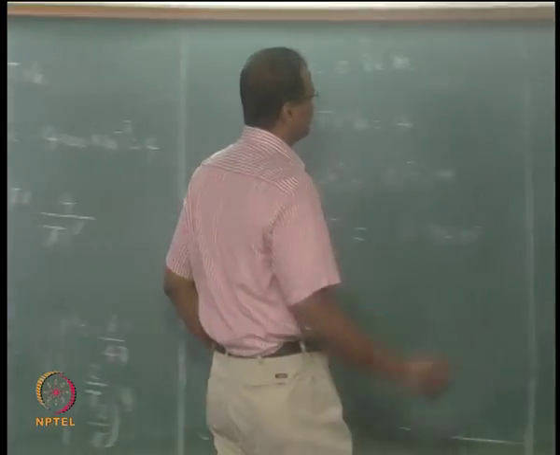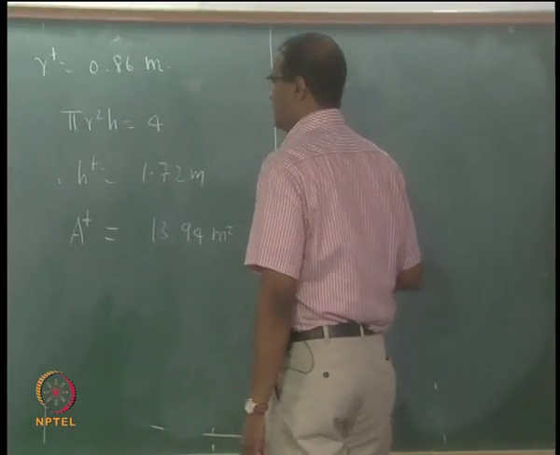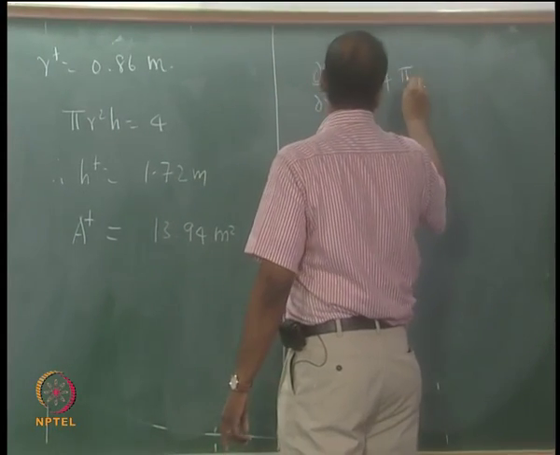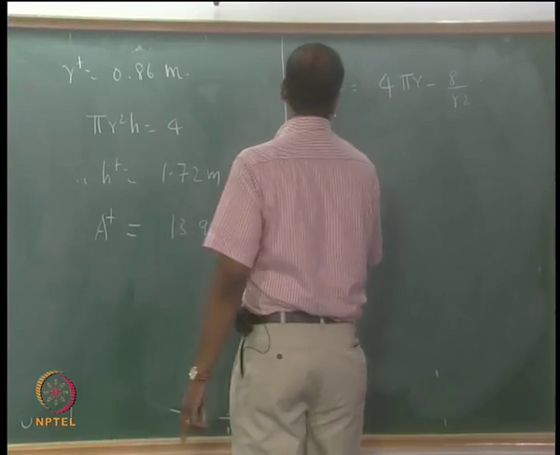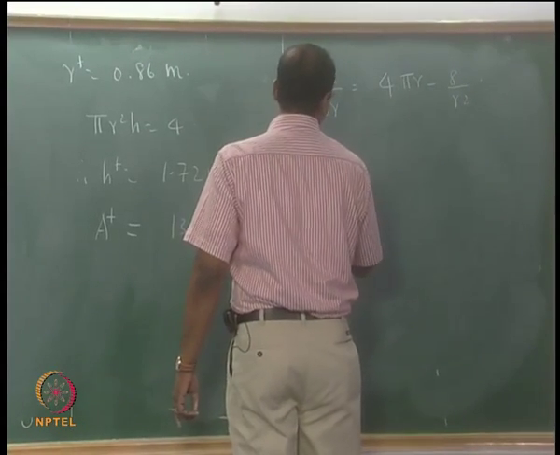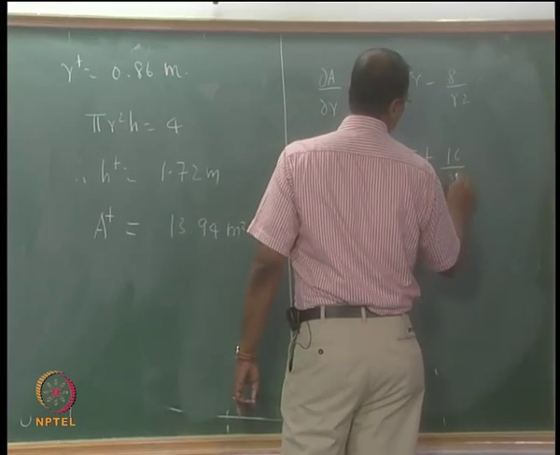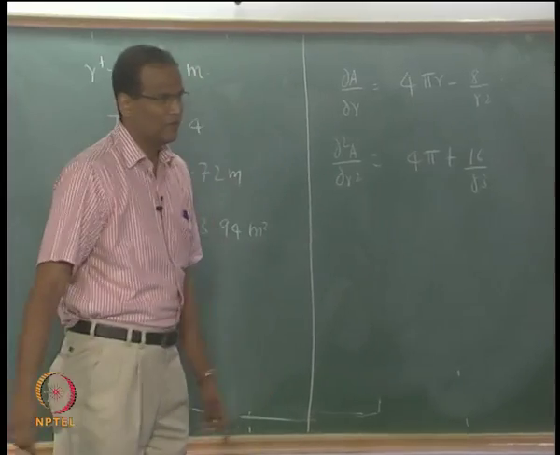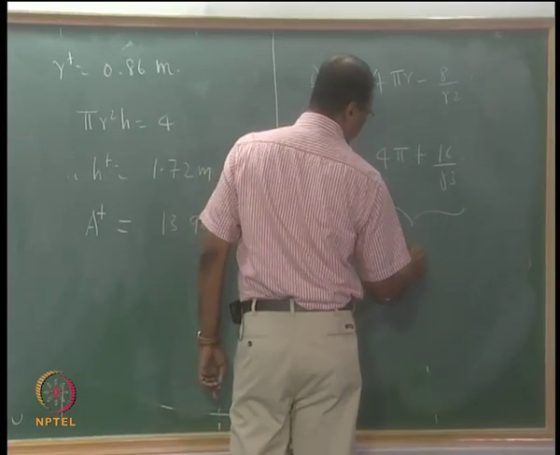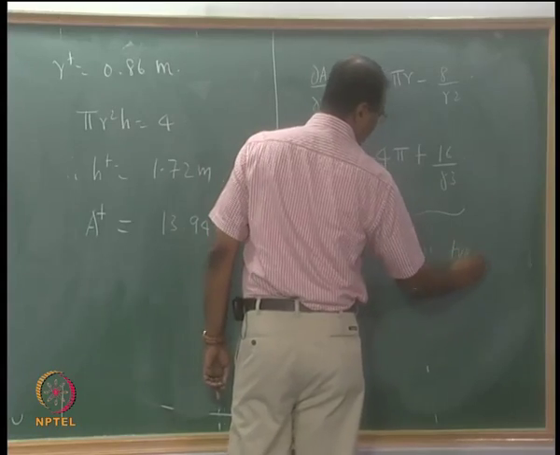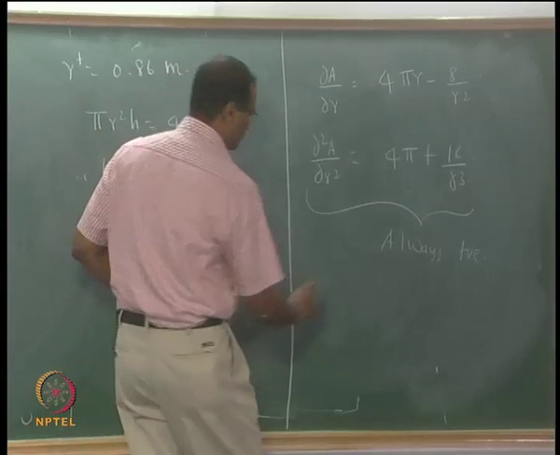Now, dou A by dou R, okay, always positive, right? Therefore, A plus is a minimum.